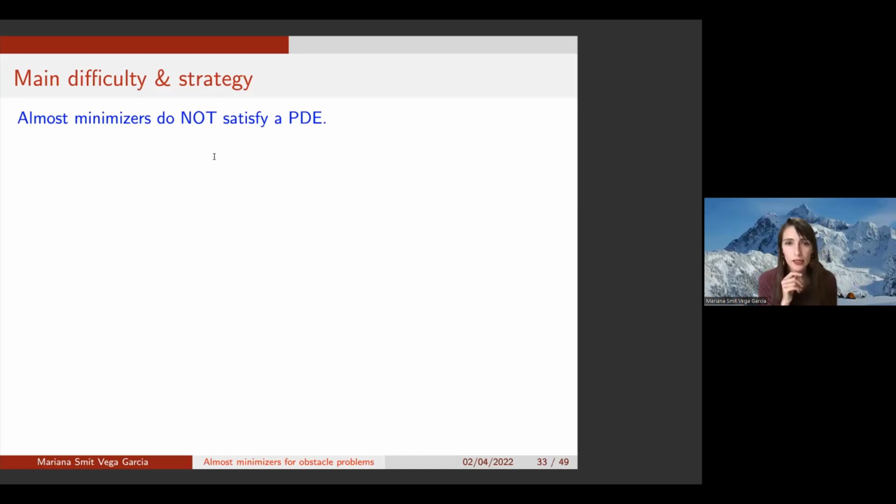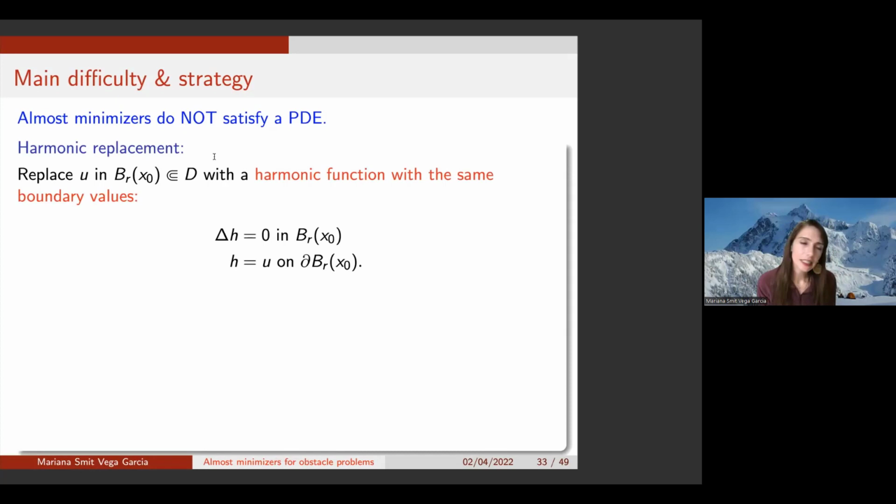And here there will be some connection again with the talk of Max. First of all, almost minimizers don't satisfy a PDE. And we were pretty happy with the PDEs, right? We have those techniques to apply. Here we cry a little bit until we realize there's a way to connect those techniques to ours. And the technique is we look at replacement.